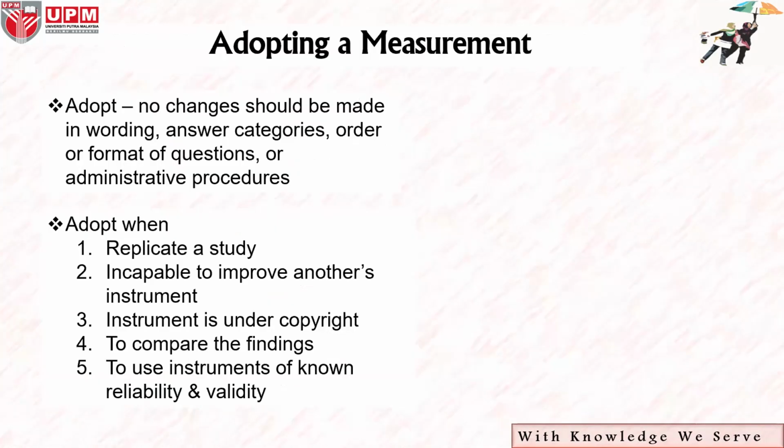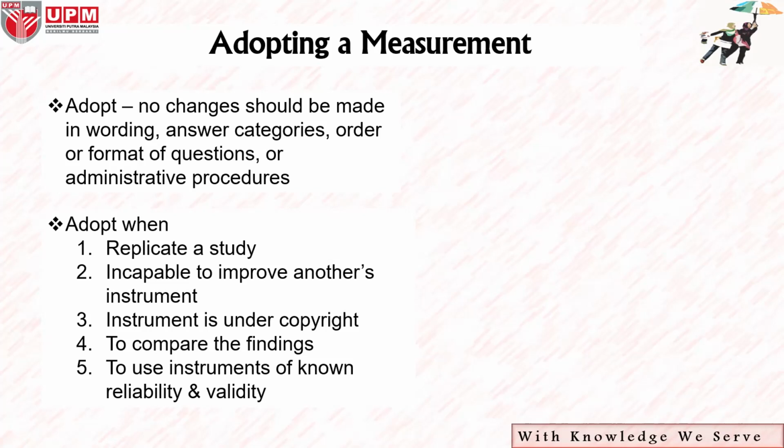Okay. So tadi Balkis ada mention about either to adopt or adapt. So there are two options, if let's say to those who are not interested to develop a new instrument, then you have two options. Either you want to adapt or adopt an instrument. Okay. So adopt ni referring to no changes should be made in wording, answer categories, order or format of question or administrative procedures. So in general, when you adopt an instrument, no changes should be made on the instrument.